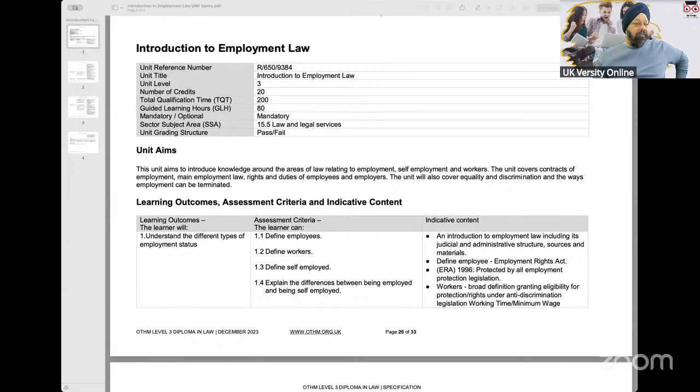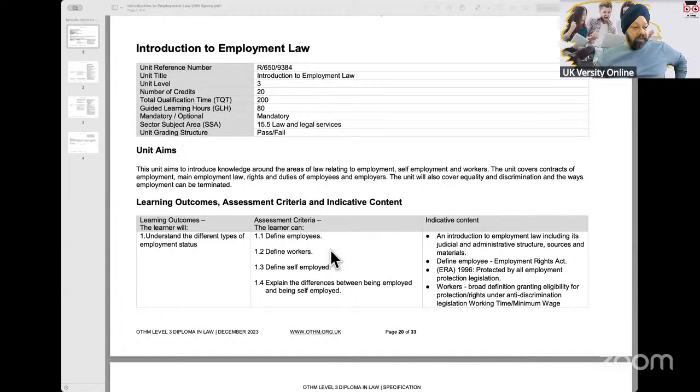Now, the main aim of this unit is to look at introducing the basic terminology of employment law, laws related to employment, self-employment, and workers, and in general, how contracts for employment are made, what are the employees' rights and responsibilities, what are the employers' rights and responsibilities. And in general, the unit will focus on laws which are related to contract law, employment law, or laws and legislation related to when employment is offered to people working for or within an organization.